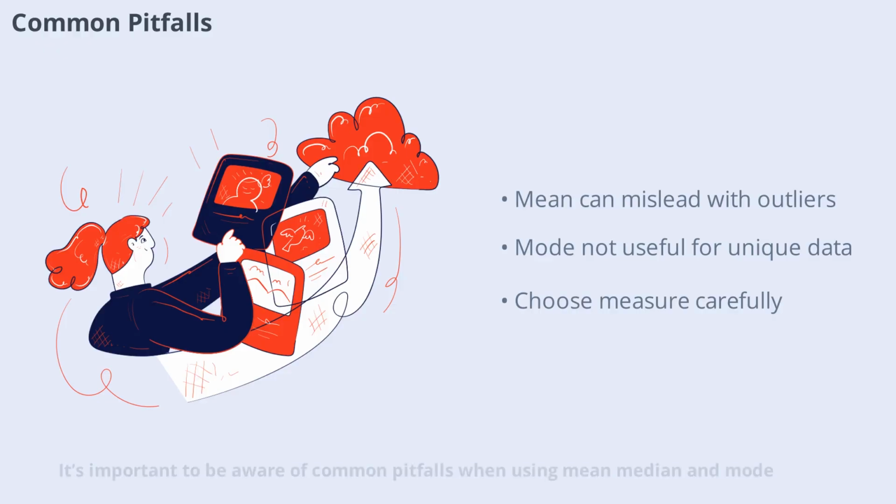It's important to be aware of common pitfalls when using mean, median, and mode. For example, relying only on the mean in a skewed dataset can give a misleading impression. Similarly, using the mode with continuous data might not be meaningful if all values are unique. Always consider the nature of your data and choose the measure that best represents what you want to know.